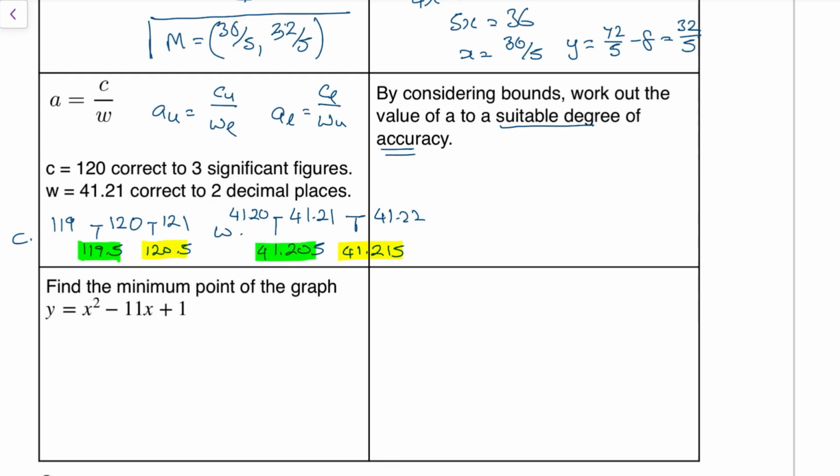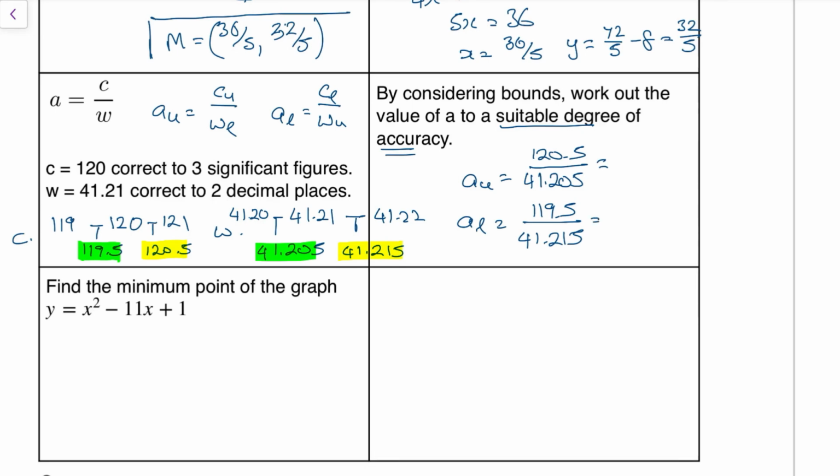And then I'm just going to put it into that calculation. So A upper is going to be the biggest value of C, which is 120.5, and I'm going to divide that by the smallest value of W, which is 41.205. And my A lower is going to be my smallest value of C, 119.5. I'm going to divide that by my biggest value of W, which is 41.215.